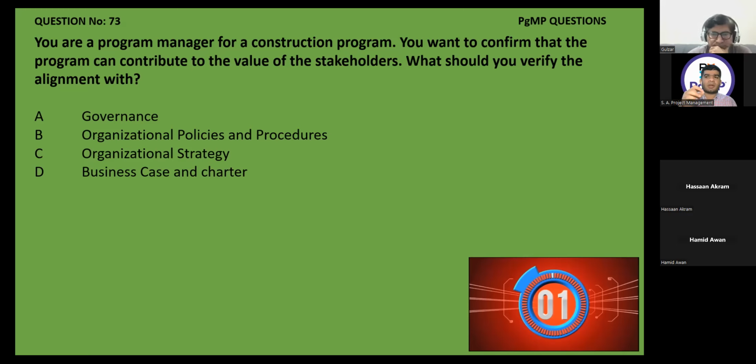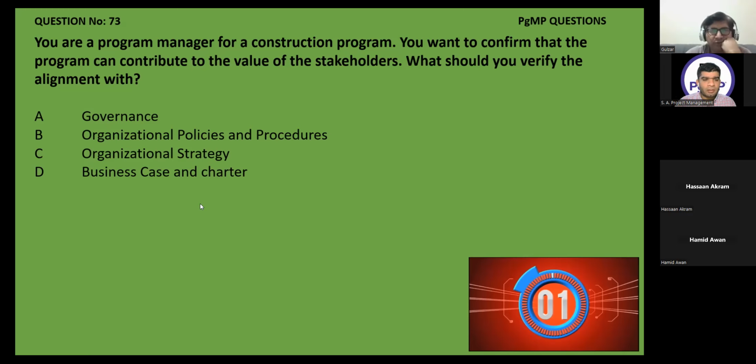Business case and charter is not aligned with someone. If the question was, what should you verify if the program is delivering the required benefits, for example, how you should verify that the program delivers the intended cost benefit analysis, or how should you verify the justification of the program, then you are right, it can be business case or charter. But here the keyword is alignment. Alignment is like being in a straight line, so you can only be aligned with a strategy. Okay, understood. Thank you. Is it clear? Yes, Gulzar sir.